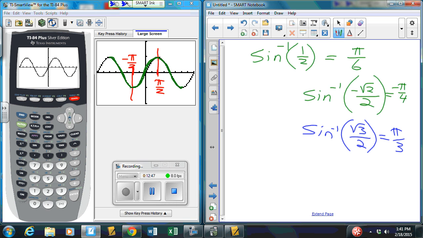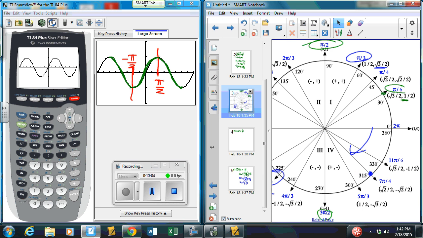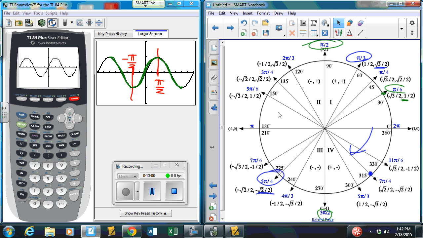Let's do this one. Sine inverse of a negative 1.